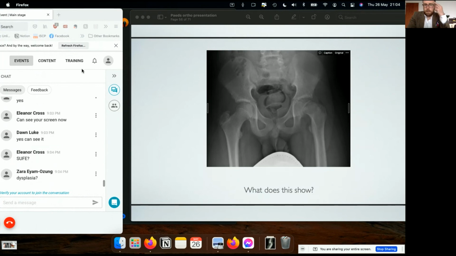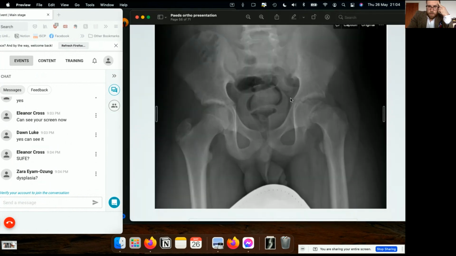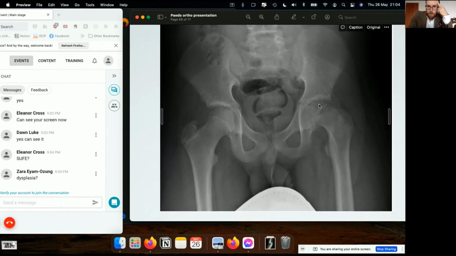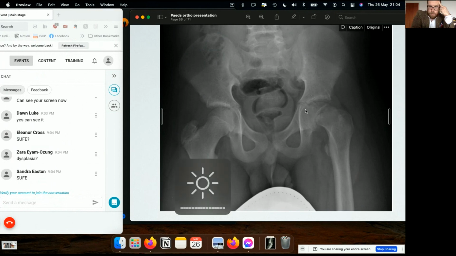Yeah, excellent, Eleanor. So this is a slipped upper femoral epiphysis. I realize that the X-ray is not the best one to see. So if you look a little bit closer here on this AP view, somebody earlier on actually suggested to me that this was a fracture line. However, if it matches on both sides exactly, it's probably less likely to be a fracture. It's less likely to be a fracture, potentially more likely to be a growth plate.